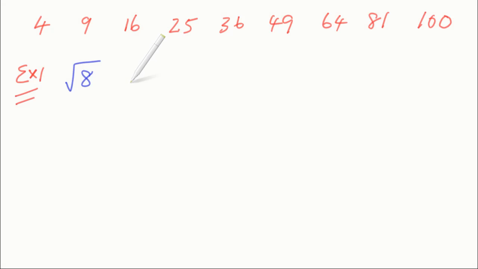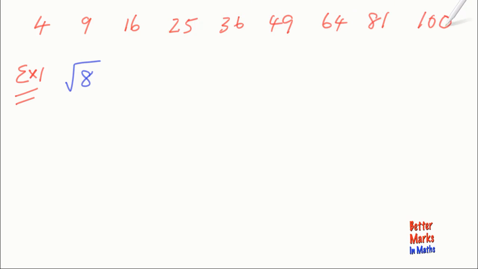Welcome to this lesson on how to simplify surds, and in the first example, simplify the square root of 8, or simplify root 8. The first thing you need to do when simplifying surds is have a list of perfect squares in front of you, like I've got here. So 4 is equal to 2 squared, so 4 is a perfect square. 9 is equal to 3 squared. 4 squared equals 16, and so on, all the way up to 10 squared equals 100.